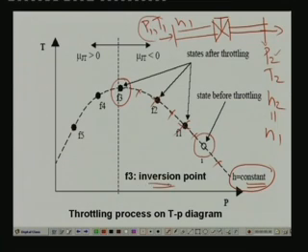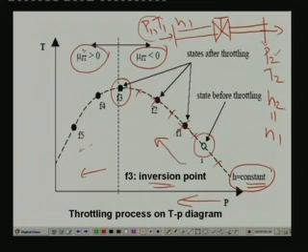This is very important, because you can see that to the left of the inversion point, as the pressure is reduced, that means as the gas undergoes throttling, the temperature is actually increasing. That means the Joule-Thomson coefficient is negative to the left of the inversion point, whereas to the right of the inversion point, as the pressure reduces, the temperature is also reducing. That means the Joule-Thomson coefficient is positive to the right of the inversion point and negative to the left, and at the inversion point obviously the Joule-Thomson coefficient is 0.